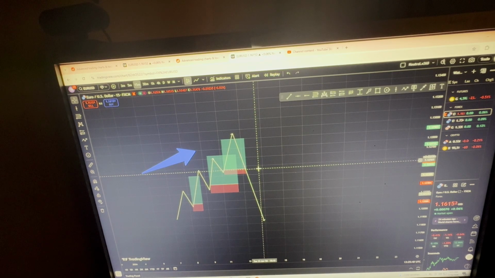And I hope you guys understand this concept about scaling and how you can use risk management alongside it.